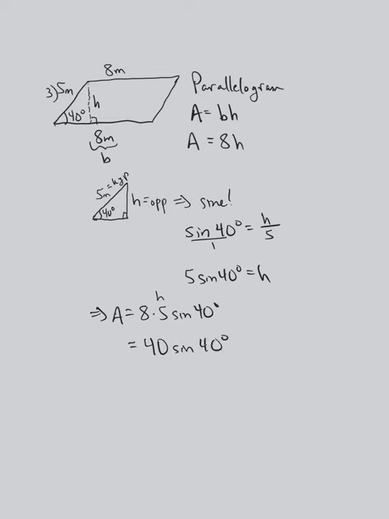Okay, like that. And so there's my area in exact form. So now I just want to type that in on my calculator. 40 sine 40, like that. And I get 25.71 approximately. And then don't forget your units. Our original units were in meters, so these would be square meters, or meters squared if you write it that way.